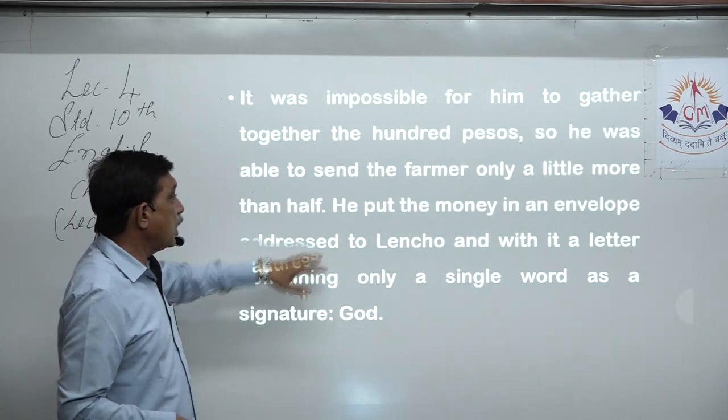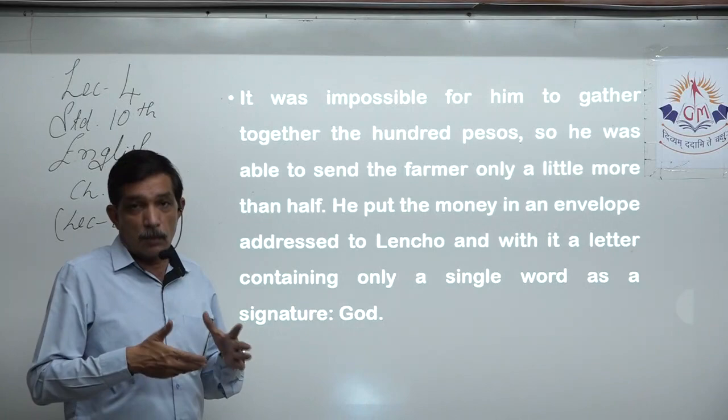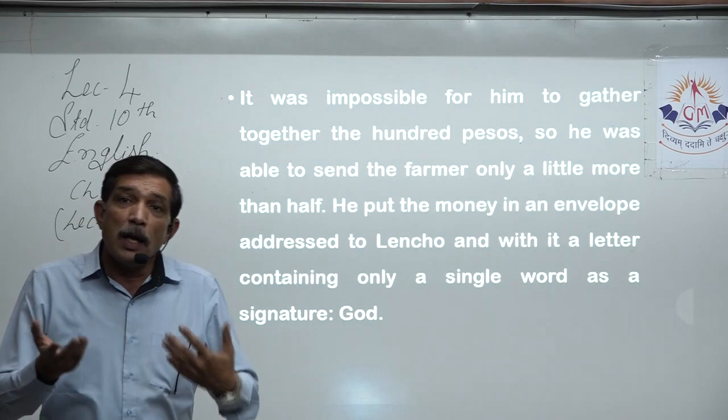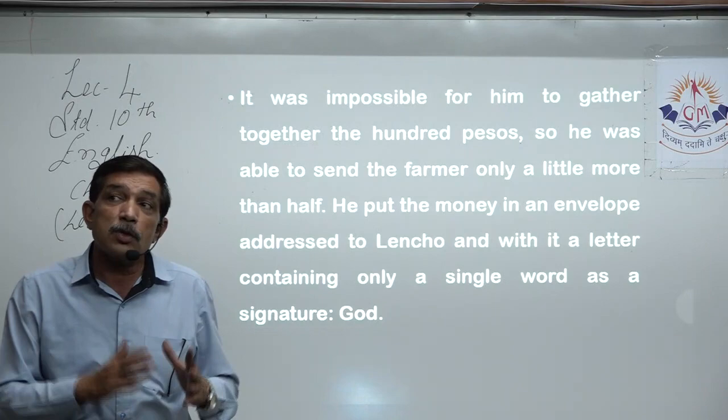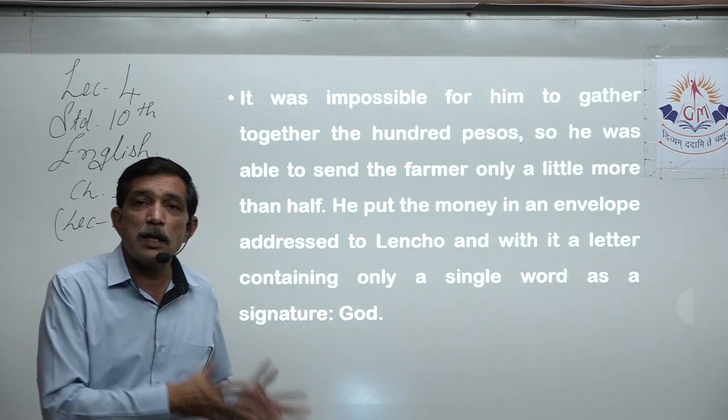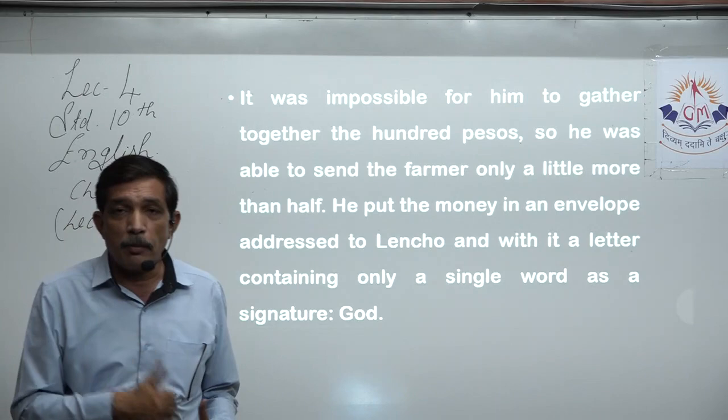He put the money in the envelope and addressed it to Lancho, because 'To' is given. 'From' is also given over there, right? On the envelope, the front part should have 'To', which means addressed to the addressee. And on the reverse side or on some side of the front part, we should write 'From', right? So if the letter is not delivered, it will come back to the post office from where it got started. If the address is there, it can reach back safely and the person can know that this letter was not delivered, so it came back to me. So that way, Lancho's address is there.